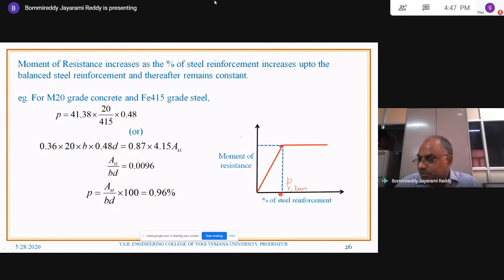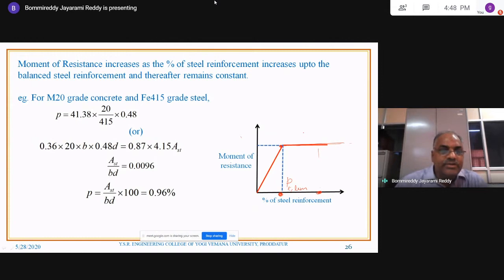After that, if you put even double the quantity of reinforcement, is there any improvement of the moment of resistance? No, it is a straight line only. There is no increase in moment of resistance. That means in the limit state method of design, the reinforcement can be provided up to the limiting percentage. Beyond that, if you provide any amount of steel reinforcement, it is of no use at all. There is no increase of moment carrying capacity.